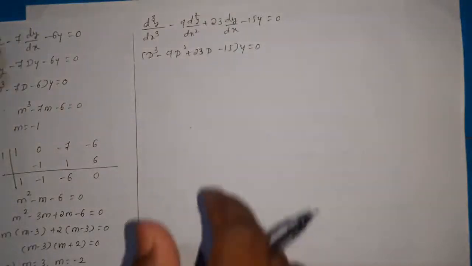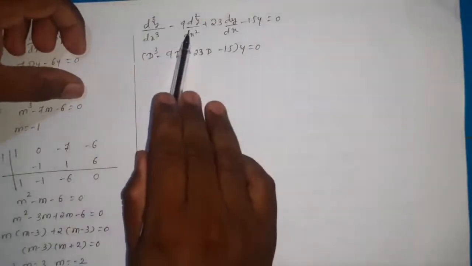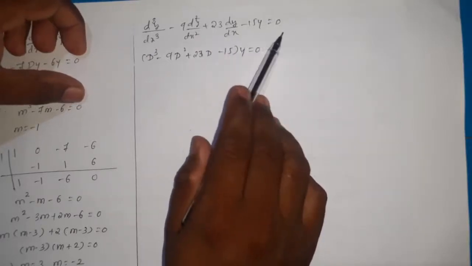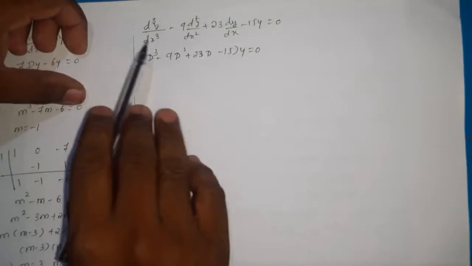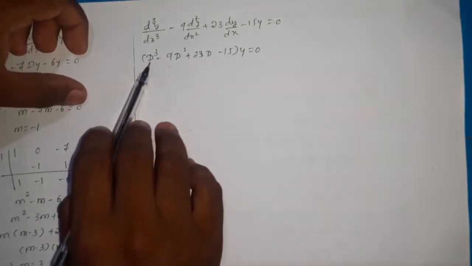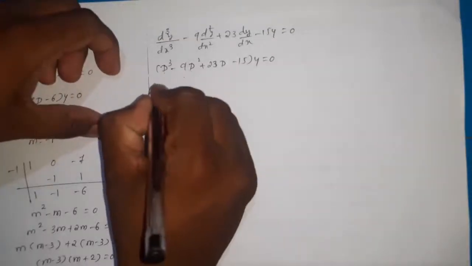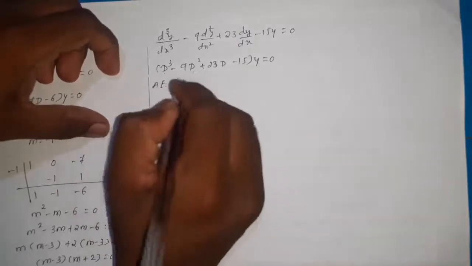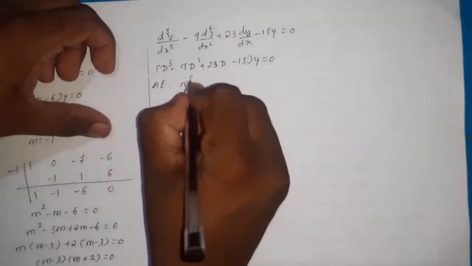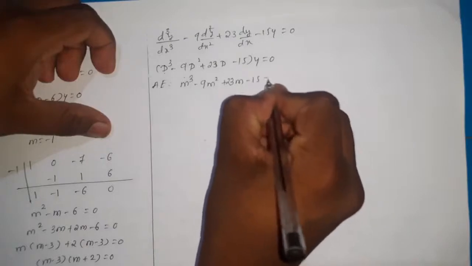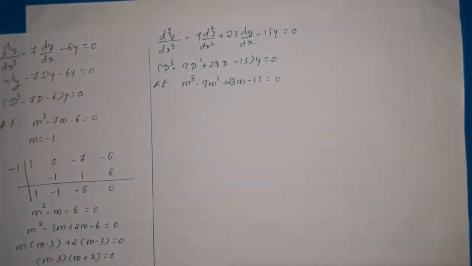The next example is d cube y by dx cube minus 9 d square y by dx square plus 23 dy by dx minus 15y is equal to 0. So here the symbolic form of this differential equation is d cube minus 9d square plus 23d minus 15 y equal to 0. So now let us write the auxiliary equation: m cube minus 9m square plus 23m minus 15 equal to 0. So here also the order of the auxiliary equation is 3, so it will have the 3 roots.